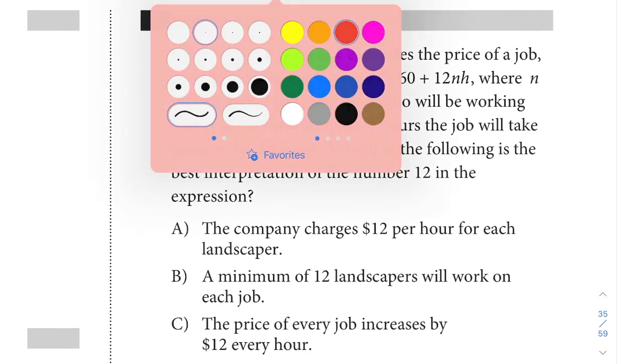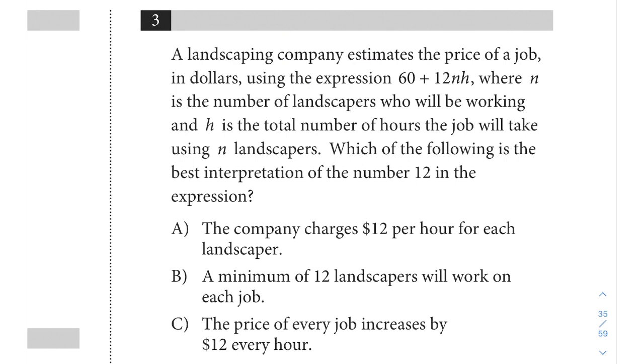So one thing I'd like to point out here is that we have 12 as a coefficient on this expression, 12NH, which means that 12 is being multiplied by both the number of landscapers and H, which is the total number of hours the job will take. So that means when we're asked what 12 is going to represent, it has to represent a value that will be impacted by both the number of landscapers and the number of hours. So let's take a look.